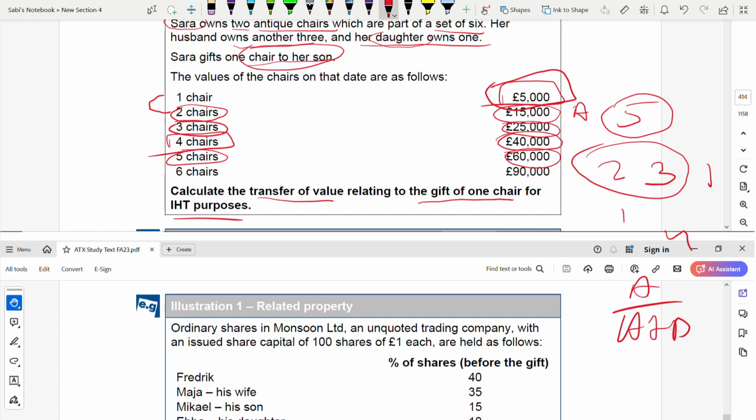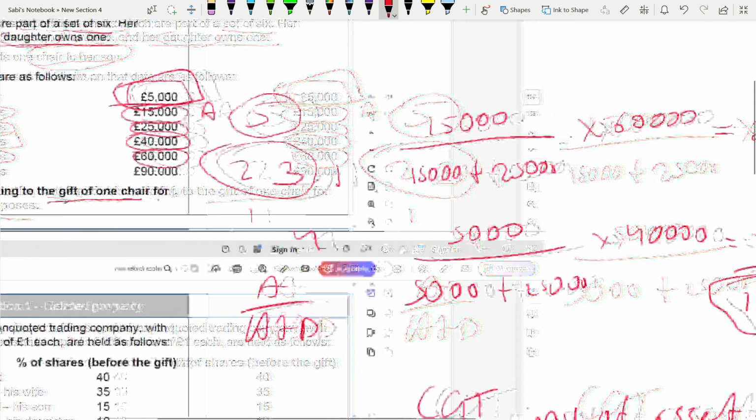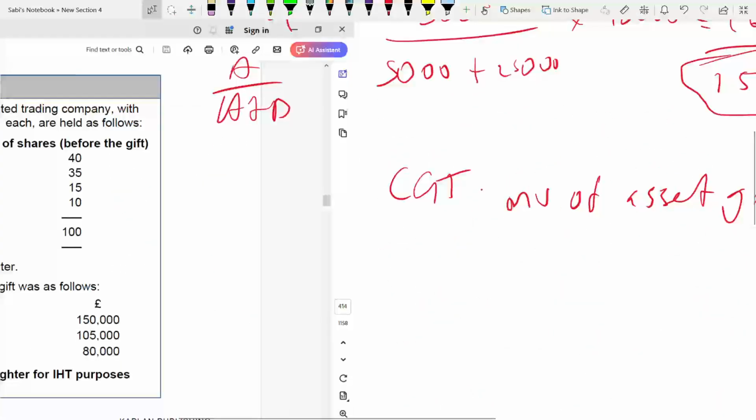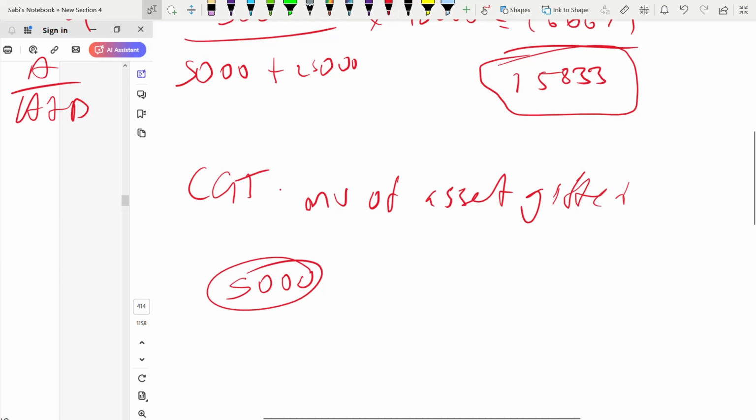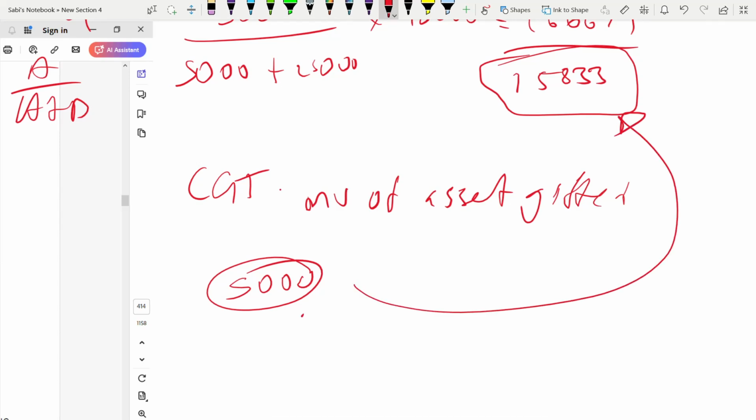And if you see, 1 chair is worth 5,000, we have gifted 1 chair, right? But if you see this value, 15,833 is higher than 5,000. This is what related property valuation does. It's always higher than the unrelated value. Unrelated value of 1 chair is just 5,000. Because we have used the related property special valuation rules, it's higher now. That means you can't skip IHT. But in CGT, you will use 5,000.